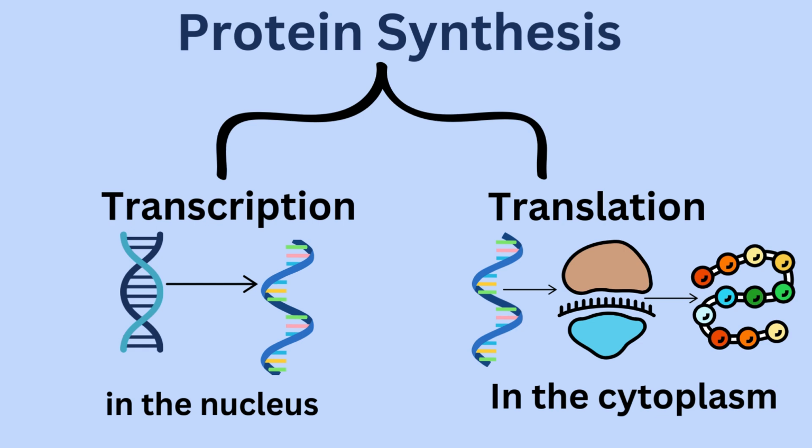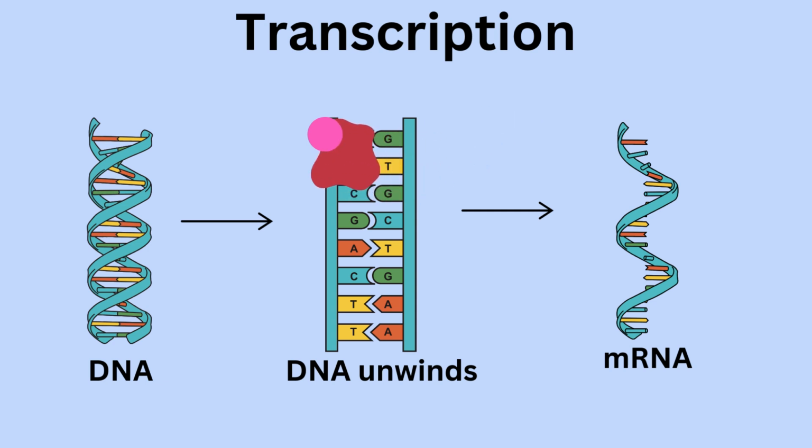Protein synthesis is a process by which our DNA instructions are turned into proteins, and it happens in two stages. The first is transcription, which happens in the nucleus, and the second is translation, which happens in the cytoplasm. Now, transcription is a process by which our DNA is copied into mRNA, called messenger RNA.